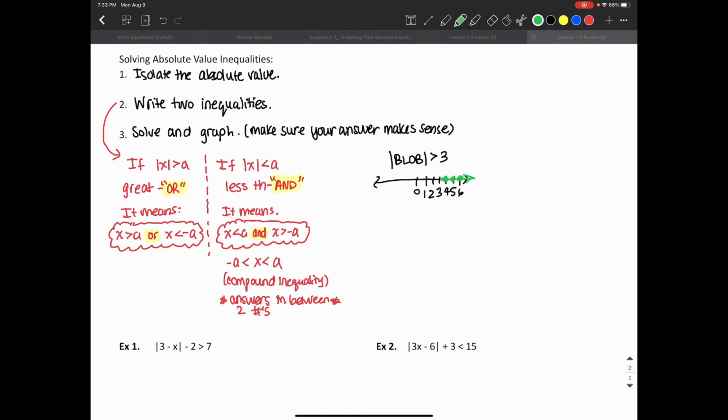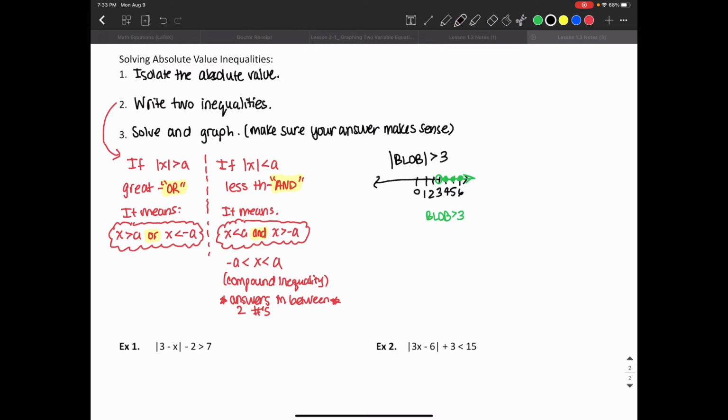3, though, is not included because this is just greater than, not greater than or equal to 3, the distance. So 3 doesn't work, but everything just a little bit greater than 3 works. So I put an open circle on it. We're going to talk about that more in a second. But basically I'm saying the thing inside blob has to be greater than 3. 3 is not included, but everything greater than 3 is included.